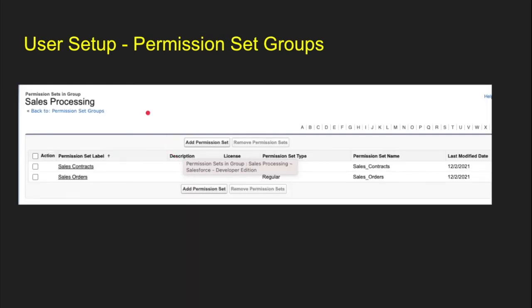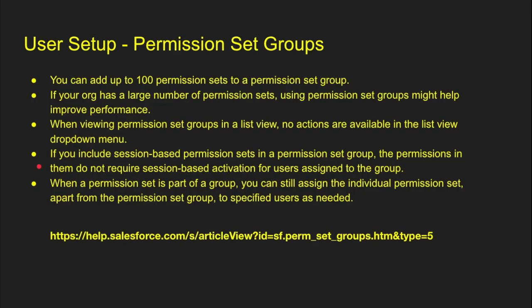This is just an example of a permission set group. It's called Sales Processing. We have 2 permission sets in here. We can assign that out as we see fit. We can add additional permission sets if we need to. If I did check one here, I can remove it as well. One thing to note, you can add up to 100 permission sets to a permission set group. So if you have that many, you can do that.